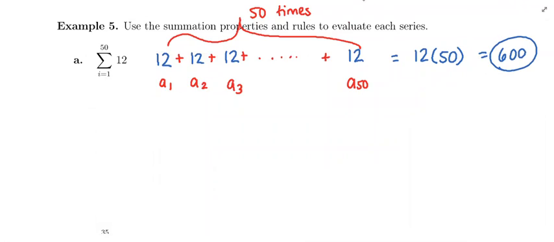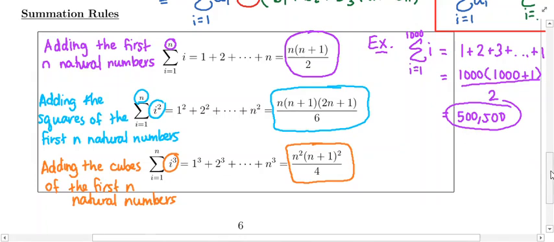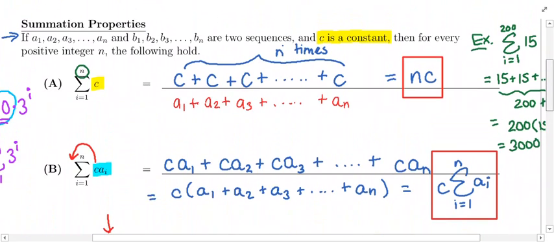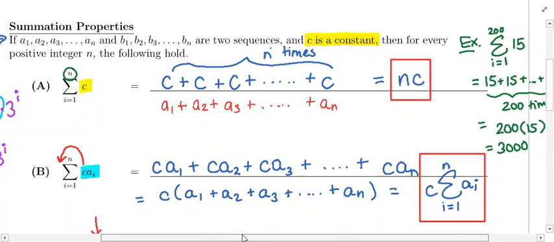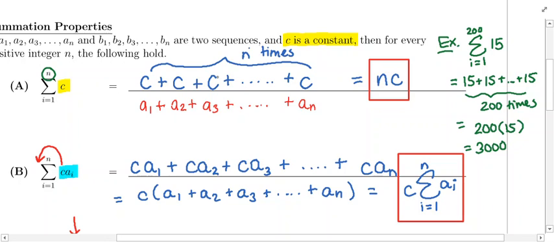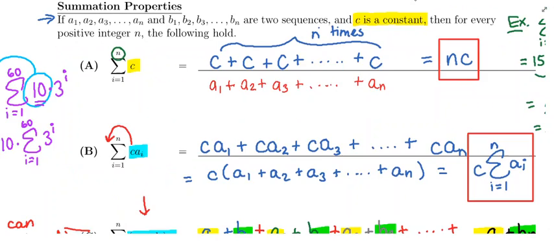This was that property back on page 6, the first summation property: if you are summing up from i equals 1 to n, and each term in the sequence is just a constant, all the terms in the sequence are the same number, then all you have to do is take n, the upper limit of summation, and multiply that n value by the constant itself. That's exactly what we did here.